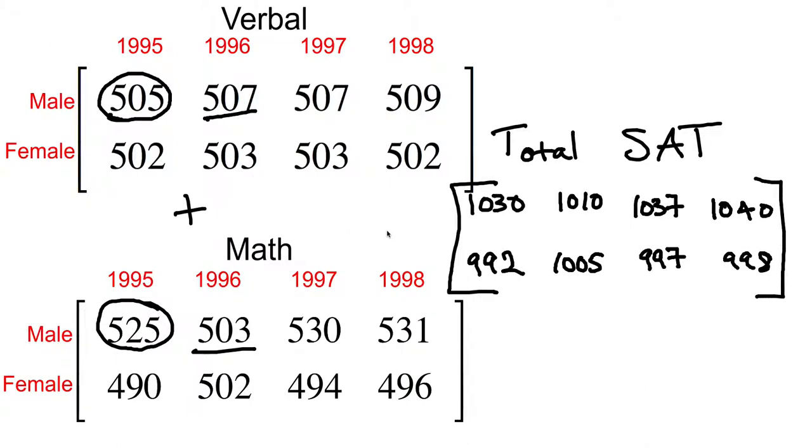Okay, so if you added them together, you should get a matrix that looks like this. Total SAT score. Now we're not quite done. I need to label this. This row is male, this row is female. This is the year 95. This is 96, 97, 98. So we have the same columns, the same rows, but now we've added the data together in the table, and this is what you should get.